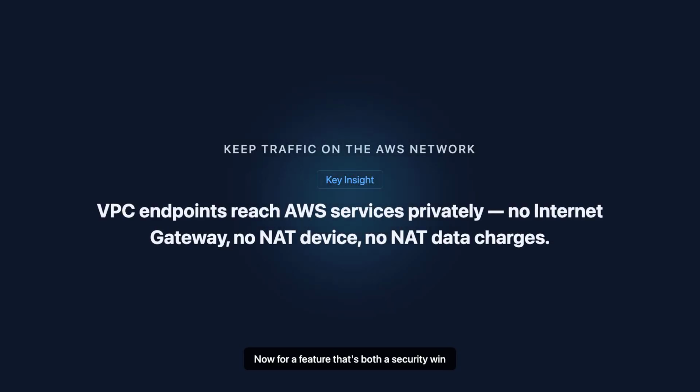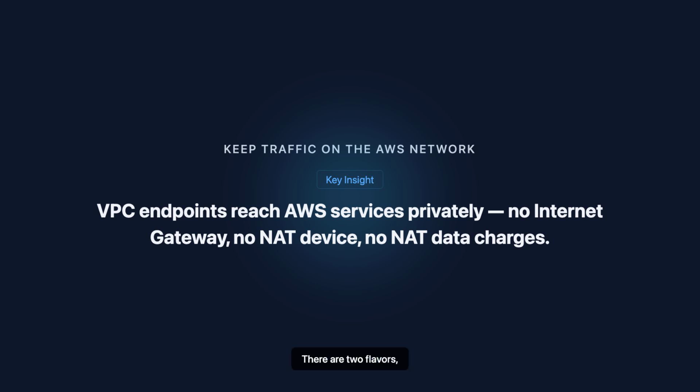Now for a feature that's both a security win and a cost win: VPC endpoints. The idea is simple. When a private instance needs to talk to an Amazon Web Services service like S3, it doesn't have to go out through a NAT gateway and the public internet. A VPC endpoint gives it a private path that keeps the traffic entirely on the Amazon Web Services network. No internet gateway involved, no NAT device involved, and crucially, no NAT data processing charges.